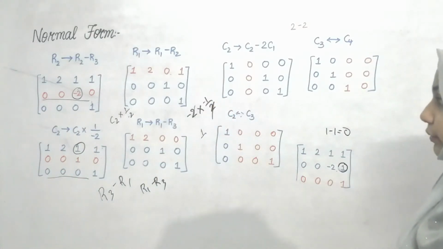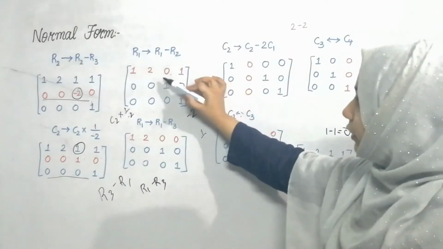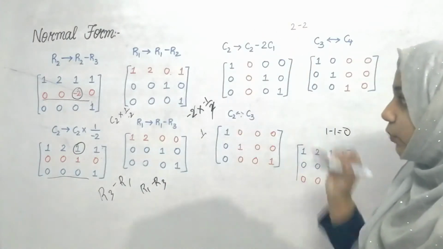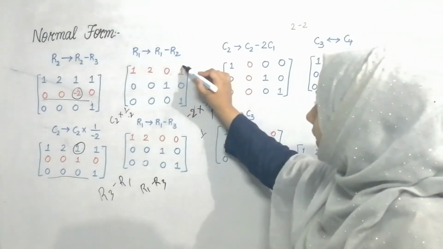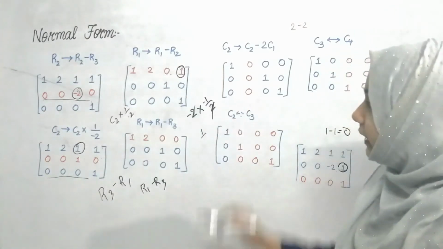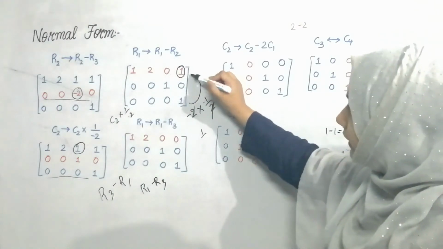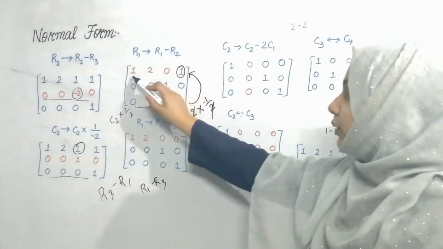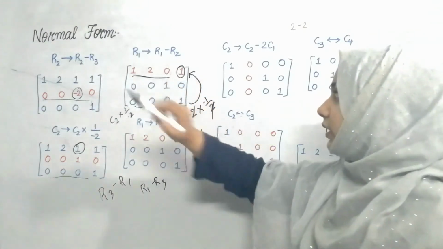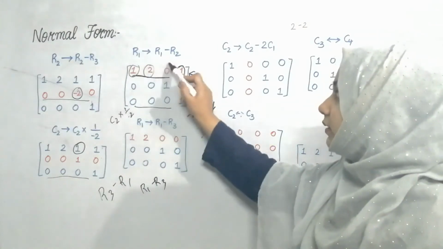Next, what I'm going to do? This term is now 0. Next, what is the next term that I can make 0? Observe here. Can I make this element as 0? Right? By subtracting this R3 with R1? Yes. Because all these three elements are 0. So, there will be no effect to these elements.